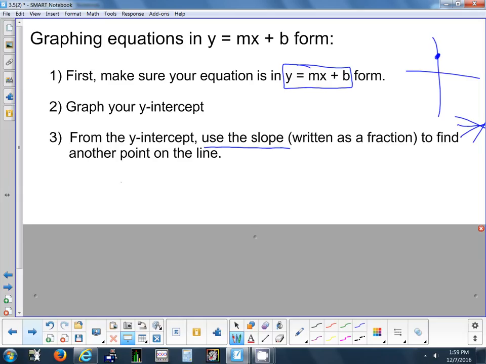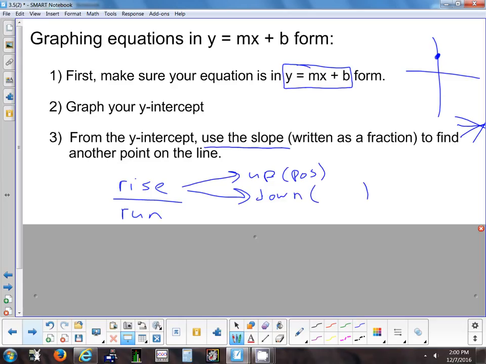Wait, can I just add things to that? Let me just mention quickly, when you find the slope, it's going to be rise over run. What if the rise is going up? How do you know if something is up? Would that be a positive number or a negative number? Up is positive. What about if the rise was down? What direction would that be? Negative.